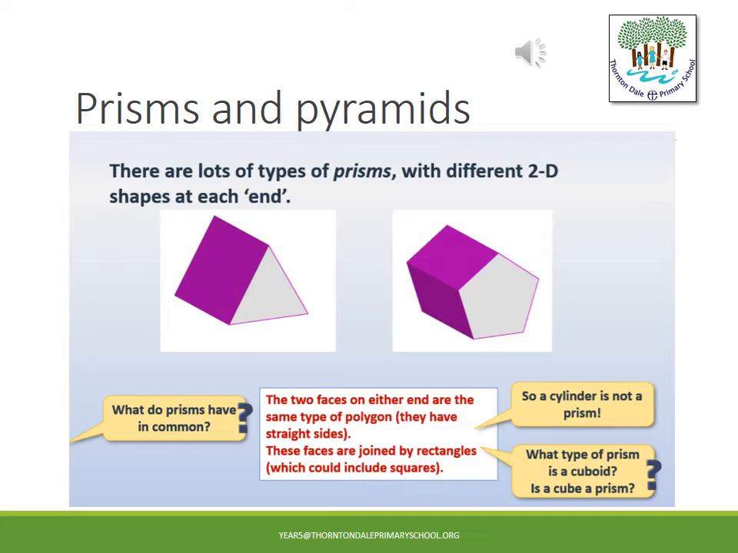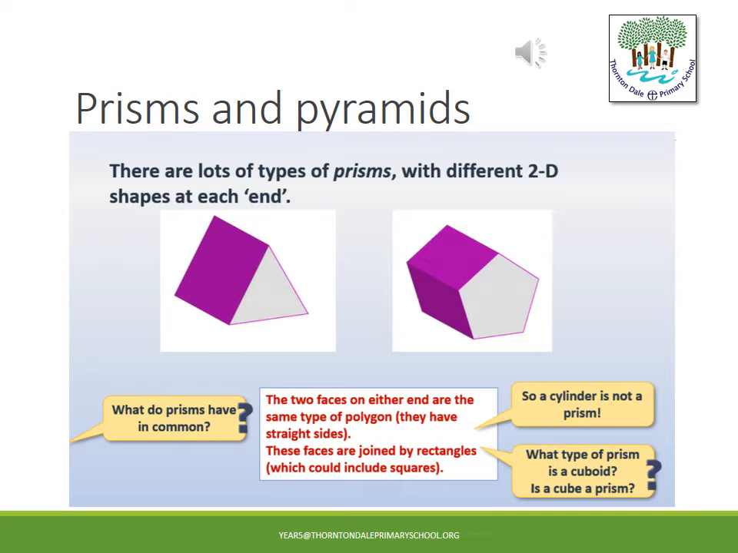So the two faces on either end are the same type of polygon, which means they have straight sides. So it doesn't go from a triangle to a square or a hexagon to a pentagon. It's the same on both sides. And these faces are joined by rectangles, which could include squares. It's also worth noting that those faces on each end are the same size. So they're almost like they're parallel to each other, or it's like the shape has been lifted off the table.